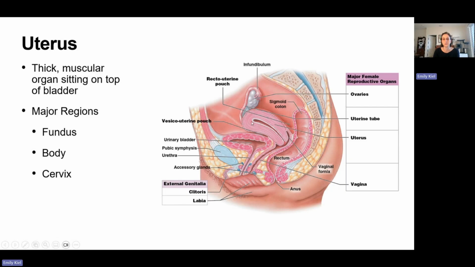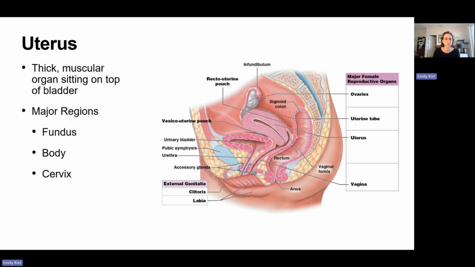And so if this were to become larger when there is a fetus present, that explains why pregnant women frequently have to go to urinate, because there is constant pressure on that urinary bladder and it's not able to expand as much to hold a lot of urine.